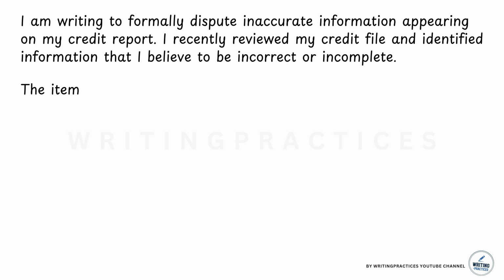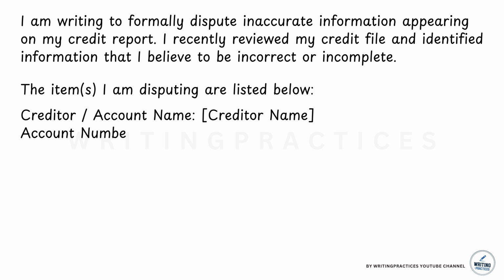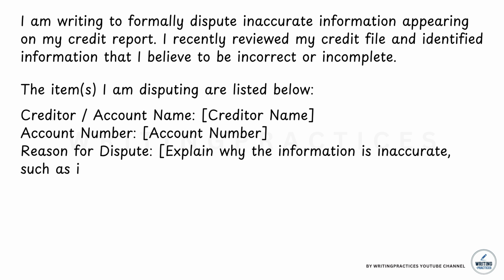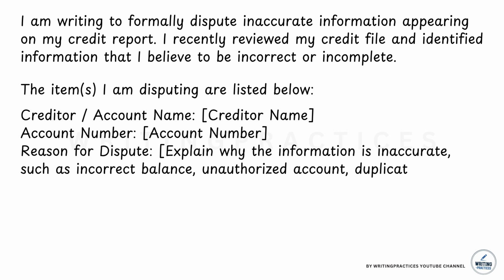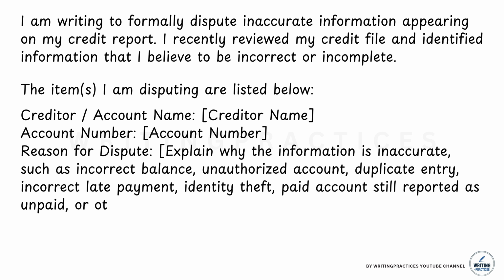Disputed item section. This is one of the most important parts of the letter. Here you identify the account or item being disputed. For example, creditor or account name, Capital Trust Bank. Account number 458219773. Reason for dispute. The account is incorrectly reporting a late payment for February 2026, despite the payment being made on time. This clearly identifies the disputed information. Pro tip, list each disputed item separately for clarity.